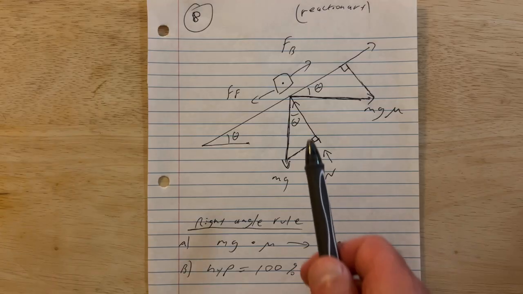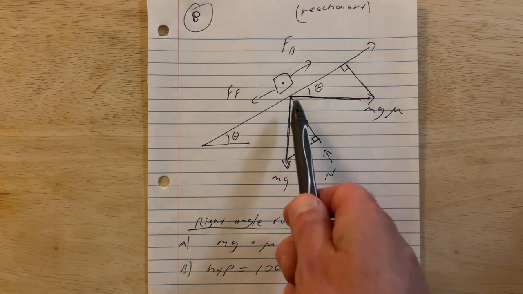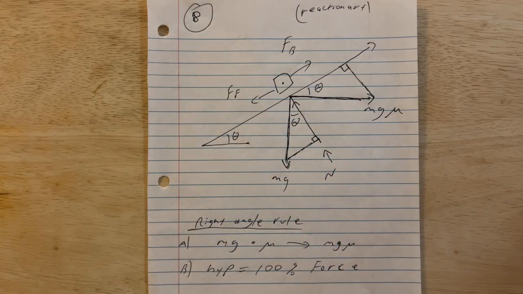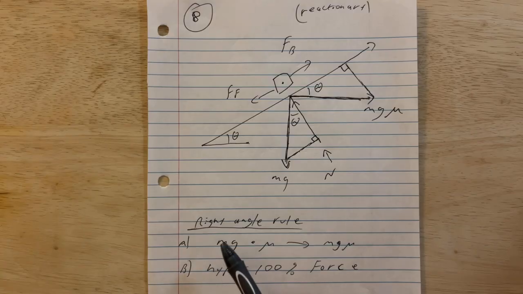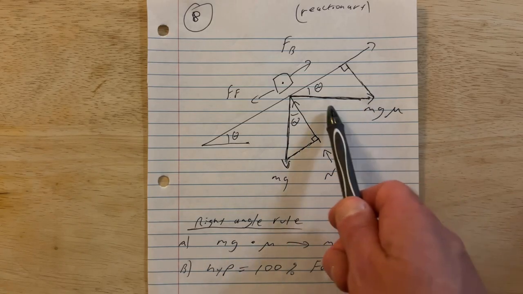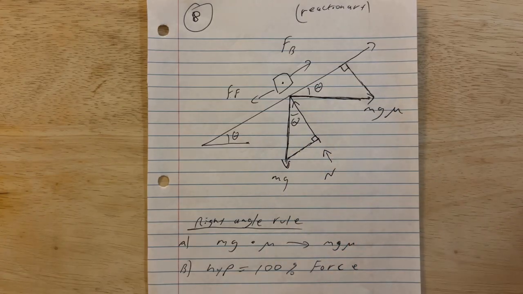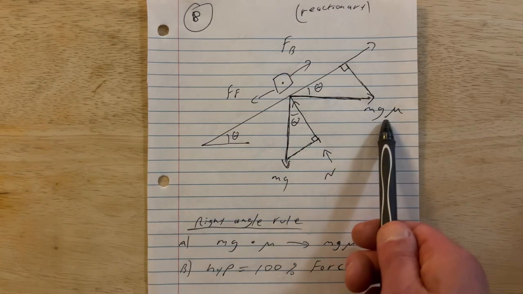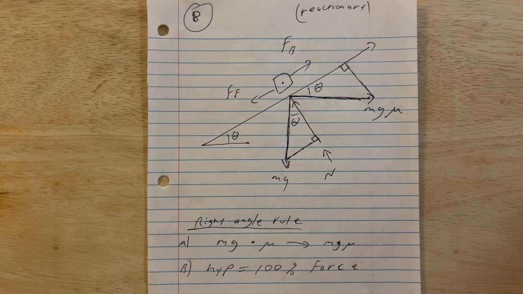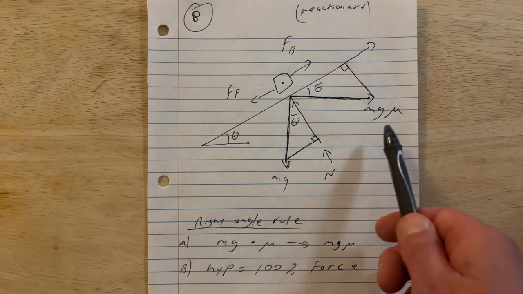How do I know if I should make the ramp the hypotenuse or the horizontal line the hypotenuse? I've already established the right angle rule that mg times mu means you go up to a right angle, and then you get mg mu, so that right there has to be the hypotenuse, which means it's not going to have any sines or cosines in front of it. So mg times mu just goes to mg mu.